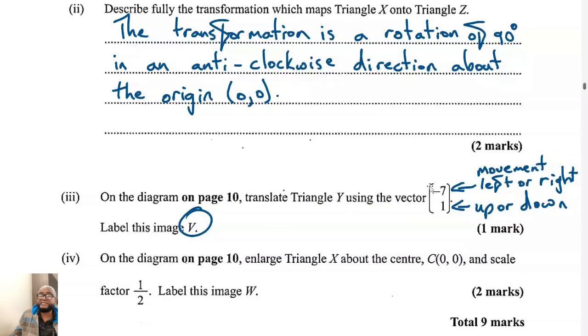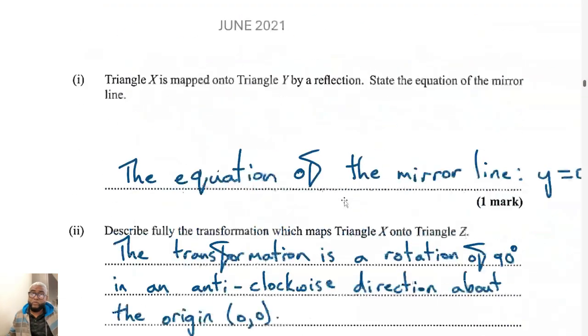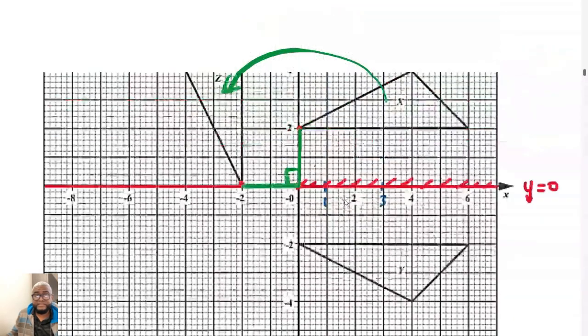Okay? So we go in 7. If it's negative, we go in 7 to the left. If it's positive 1, take a guess where you're going. You're going up or down? If it's positive 1, up, right? If it's negative, you're going down. So 7 to the, we move in which direction? We move in 7 to the left.